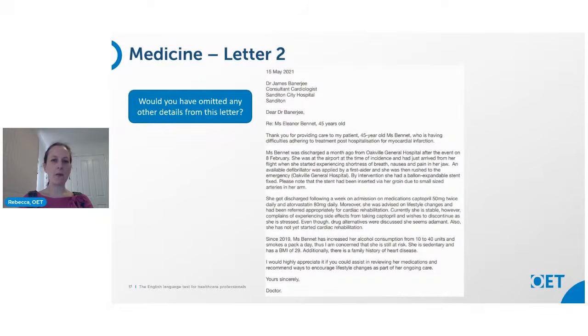Great. Yeah, I would agree. The fact that her arm arteries were too small to insert the stent could definitely have been omitted. The priority obviously is to communicate that the stent was fitted via the groin. Also in paragraph 4, that I'm still concerned that she's still at risk is also not necessary.